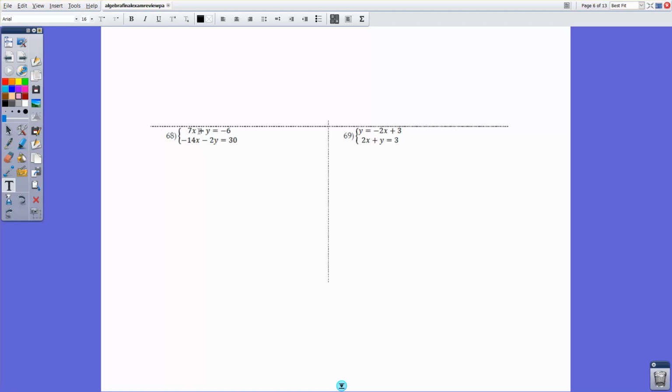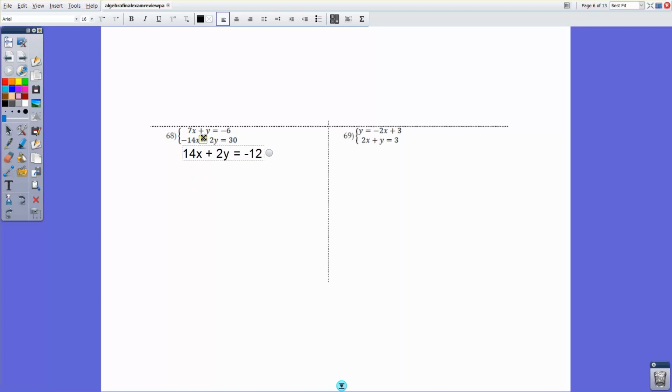We have 2 options here. I'd say the easiest option actually is just to multiply by 2 for the top equation. That would actually cause both variables to eliminate. So if I multiply by 2, that's going to be 14x plus 2y equals negative 12.